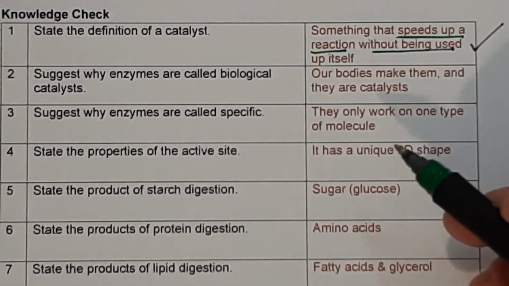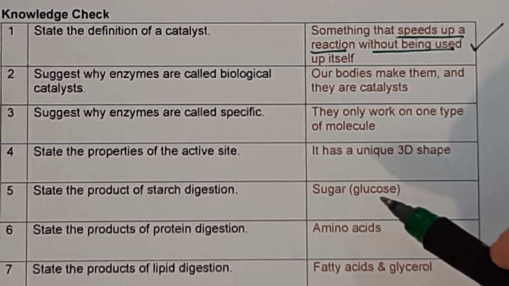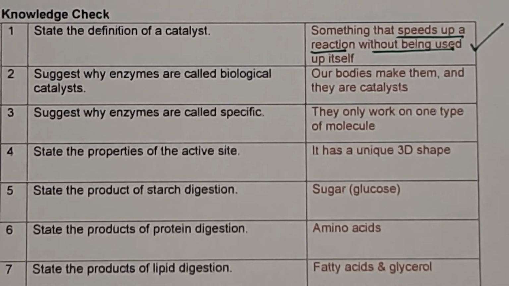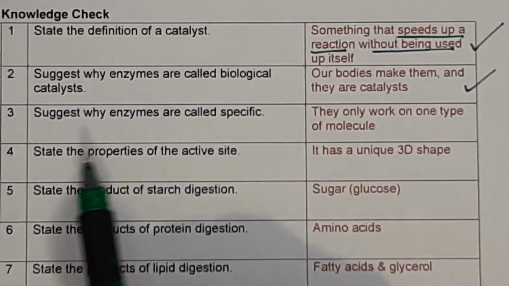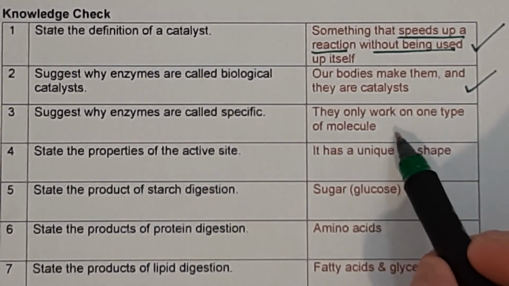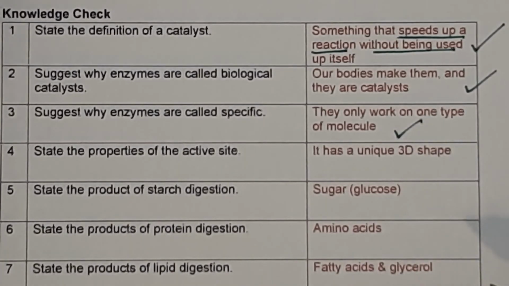Question 2. Suggest why enzymes are called biological catalysts. Well, they're catalysts and our bodies make them. So they're biological because they're made by our bodies. They're made by biology. So we make them ourselves. So anything saying that they're made by living things. Okay. Question 3. Suggest why enzymes are called specific. Well, that's because they only work on one type of molecule. Okay. So if you say they only work on one specific molecule, one specific substrate, one specific shape, or one enzyme only works for one thing, that's fine.